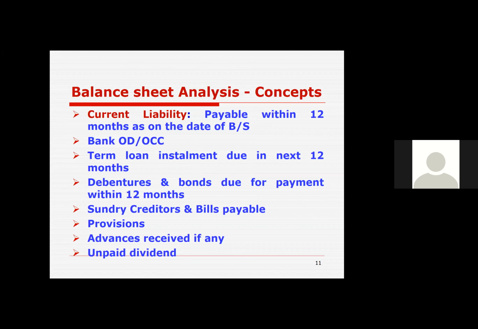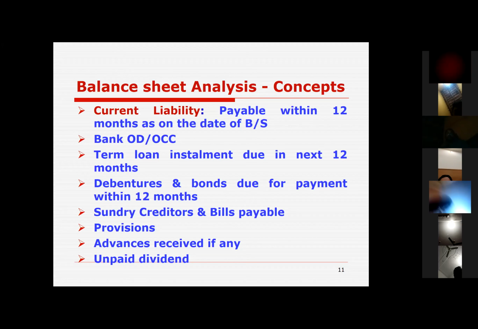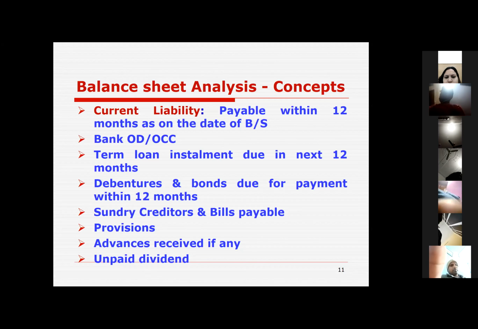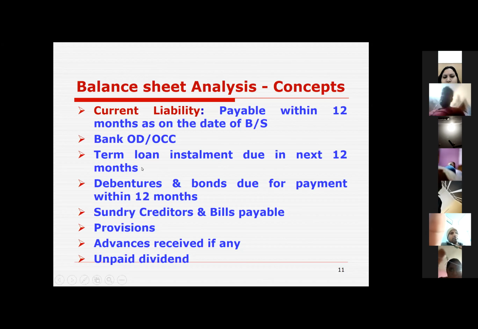Then current liability. The firm has to pay these liabilities within 12 months of the balance sheet, so they are called current liability. What are they? Bank OD/OCC. It is called a current liability. Then term loan installments due in the next 12 months.